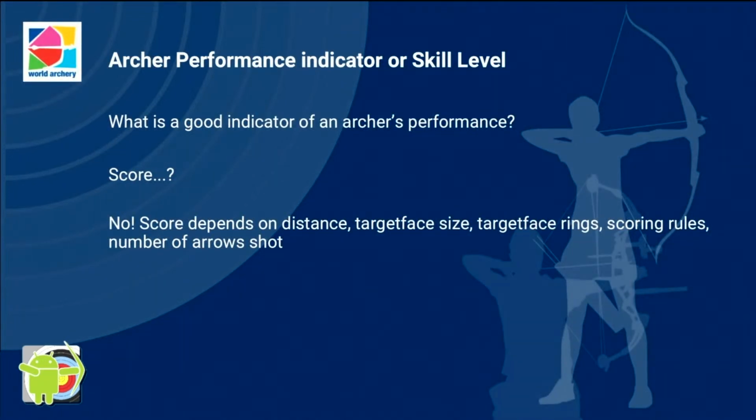So why are we not using score as an indicator for the archer's performance? Well, score is not a really good performance indicator, because score depends on the distance that you're shooting at, the target face and the target face size that you're shooting at, how many rings a target face has, what the scoring rules are for each ring, and obviously the number of arrows that you're shooting. So score is not really a good performance indicator.